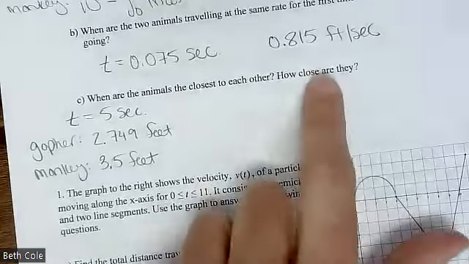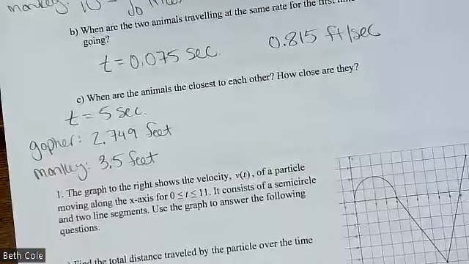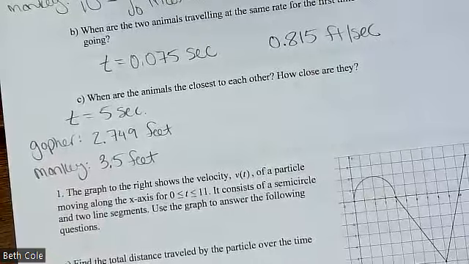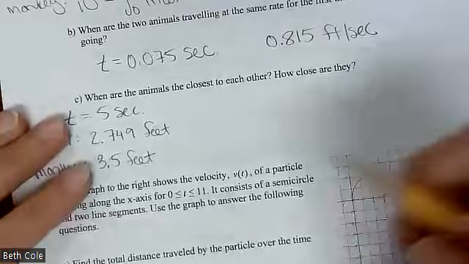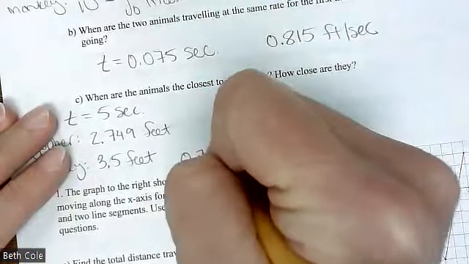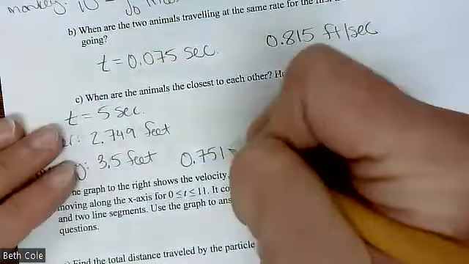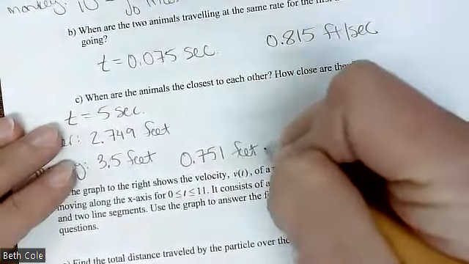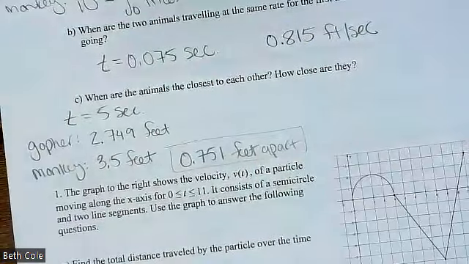Okay. Now it does say how close are they though? So what do you want to do with those two numbers? Yeah, you want to subtract them. So how close are these creatures here? I got 0.751. Okay, feet apart. So they got pretty close.